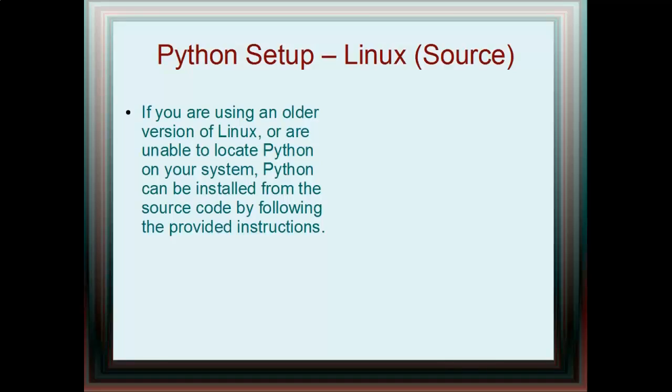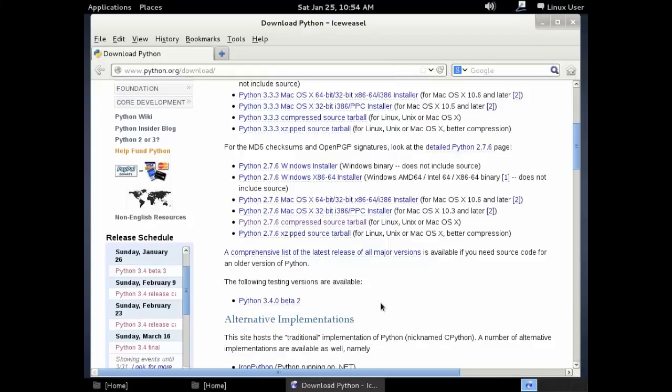If for some reason you cannot access Python on your Linux PC, or have an older version of any of these Linux operating systems, and your commands to check for Python did not work, you can install Python from source in Linux by following the provided instructions. First, visit the Python website and go to the download area and download the compressed Python 2.7.6 source.